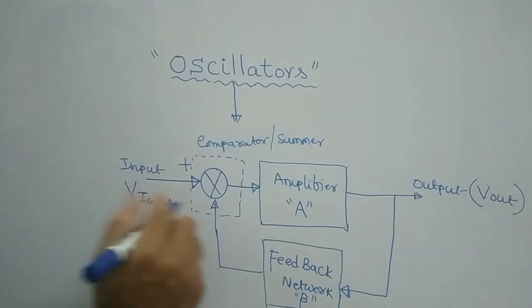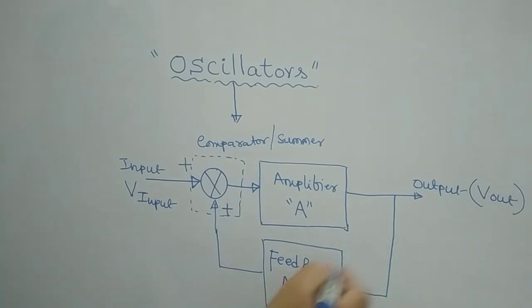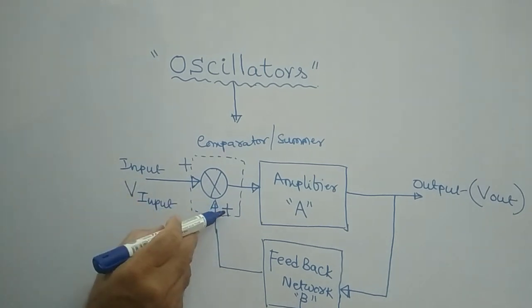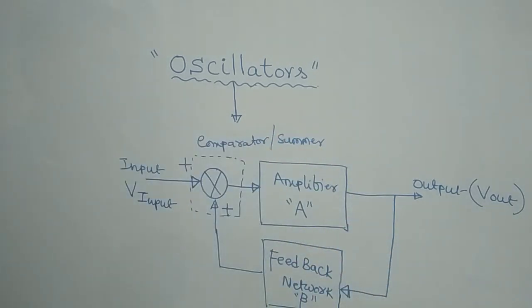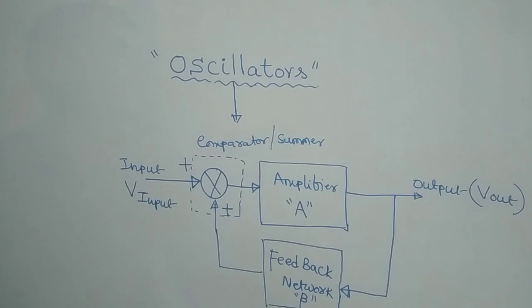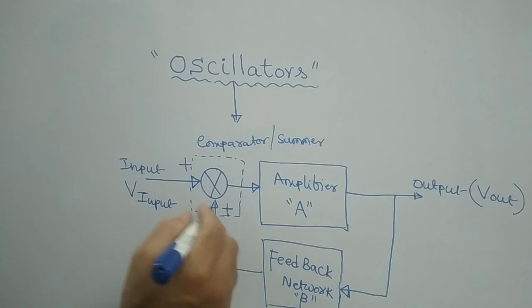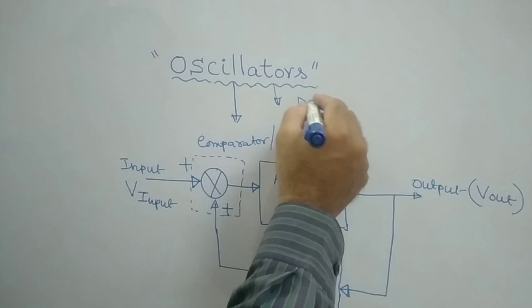It plays an important role. If I take the positive sign here, it means my feedback signal is positive, that is, I am using positive feedback. This plus sign here indicates we are using positive feedback in this circuit. If you use positive feedback, then this circuit will act as an oscillator. So always remember that an oscillator uses positive feedback. Very important point.